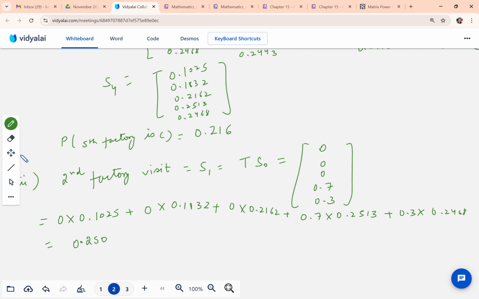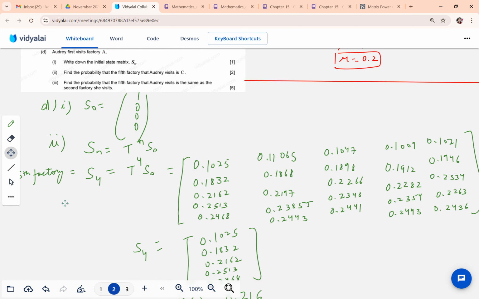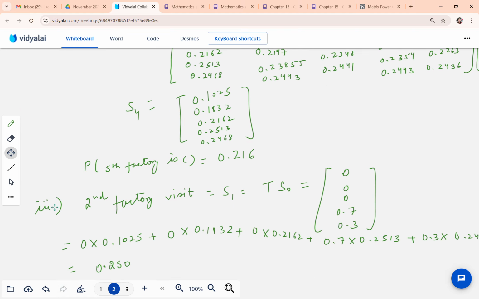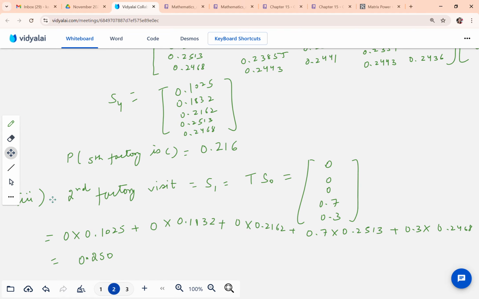Okay, because they are saying second and fifth are the same, we will just multiply the probability of the fifth visit for A into the probability of the second visit for A, plus the same for B, C, D and E, and that's how you will get the probability.